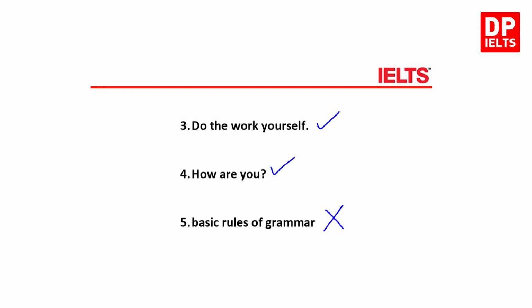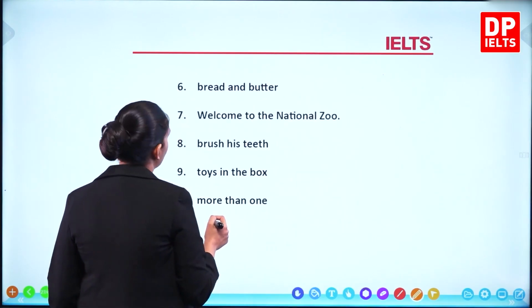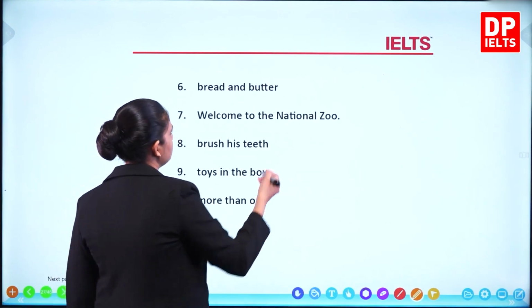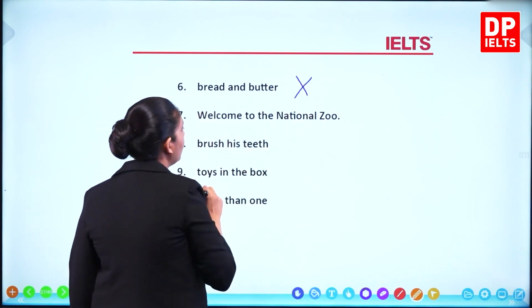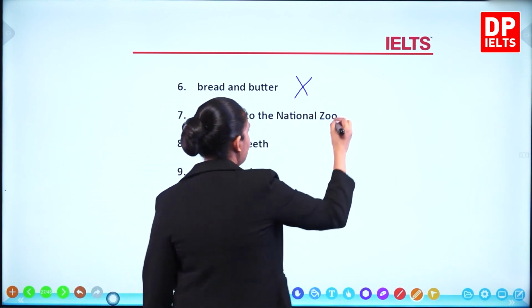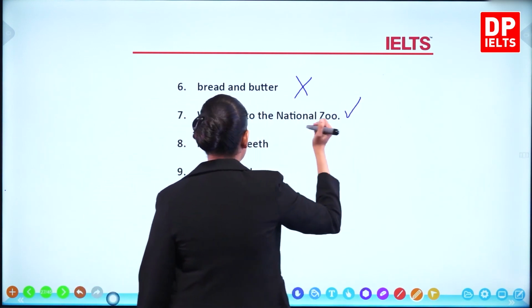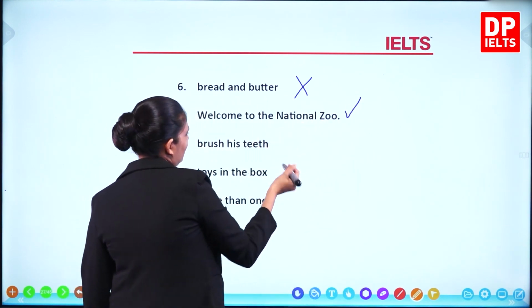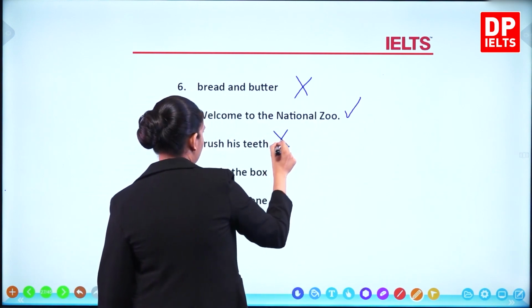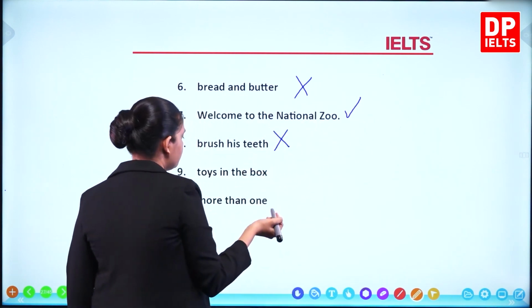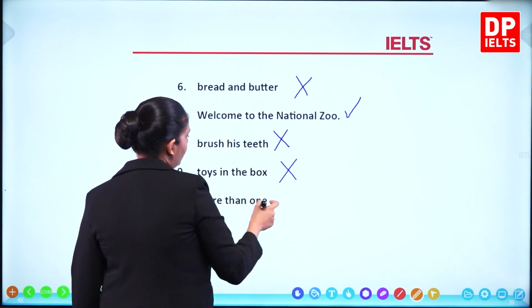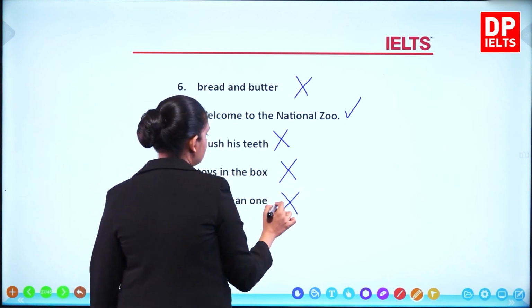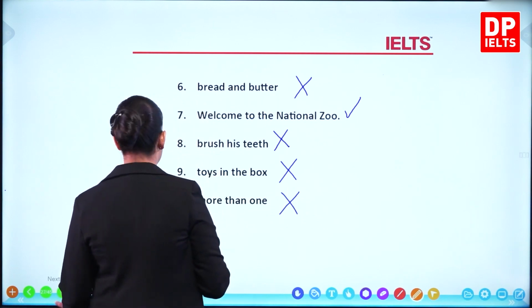Bread and butter, no specific complete meaning. I would put a cross. Welcome to the National Zoo. Yes, I would put a tick. Brush his teeth, not really a complete thought. Toys in the box, no complete thought. More than one, again, not a complete thought.